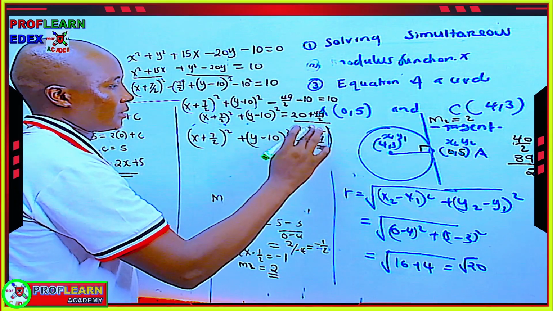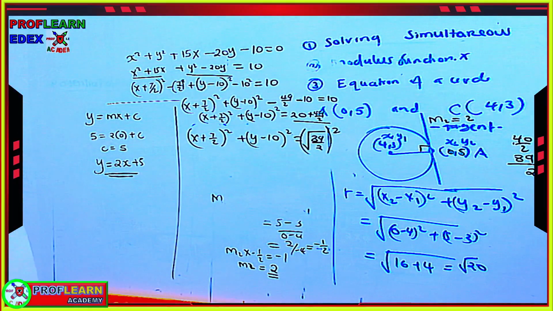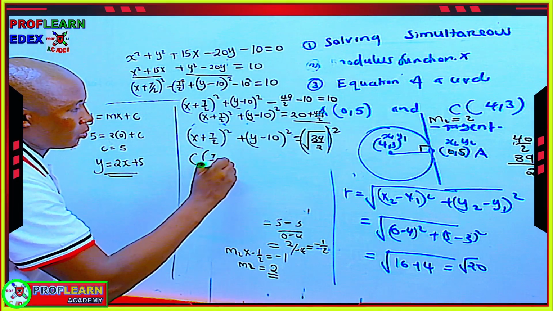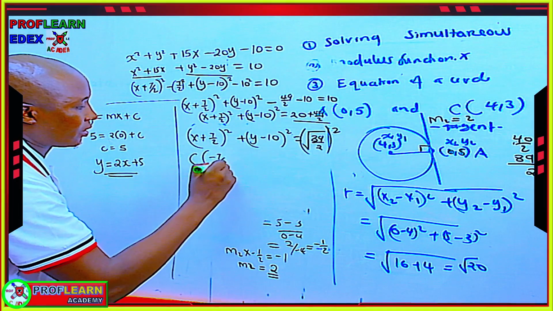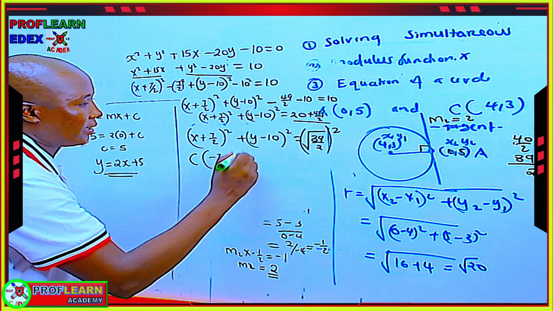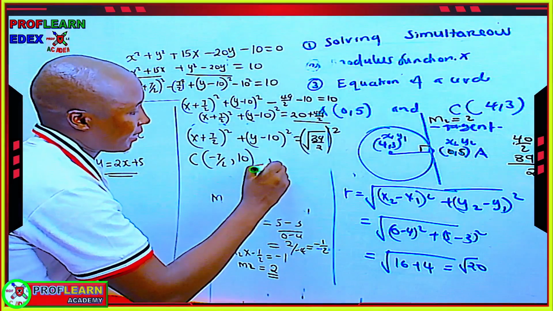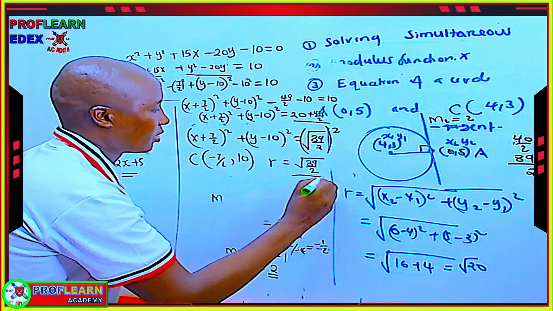So the center of this circle will be negative 7 over 2 comma 10, because you take the opposite sign inside the bracket, and the radius is going to be root 89 over 2.